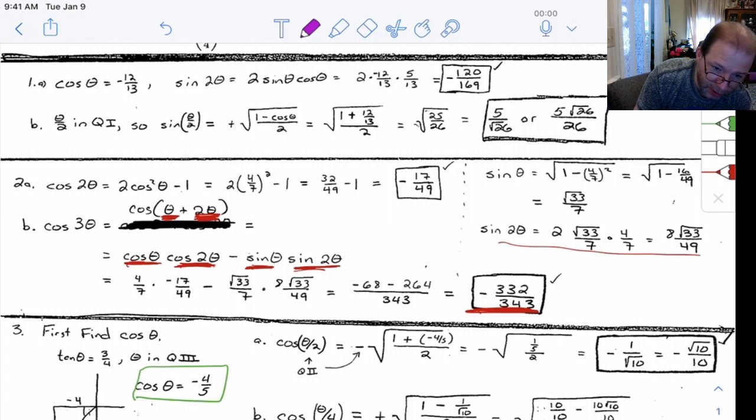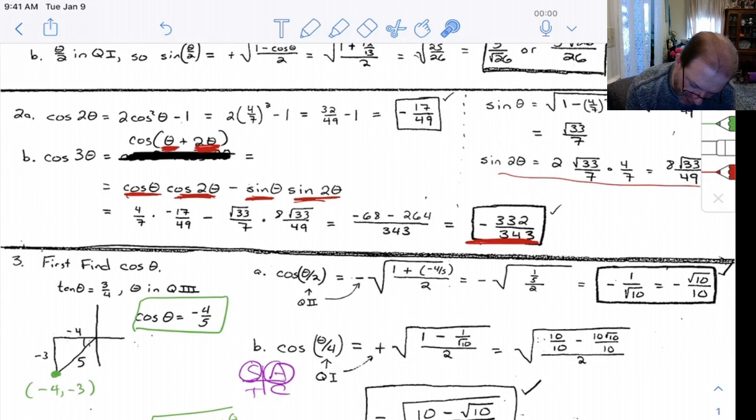If you look at the simple trig chart, in quadrant 2, cosine is negative. In quadrant 1, cosine is positive. And so we get plus. This right here would be plus cosine of theta over 2. So that's why it's minus 1 over root 10 divided by 2. And then you can simplify this thing under the radical to get this. And that's the answer.